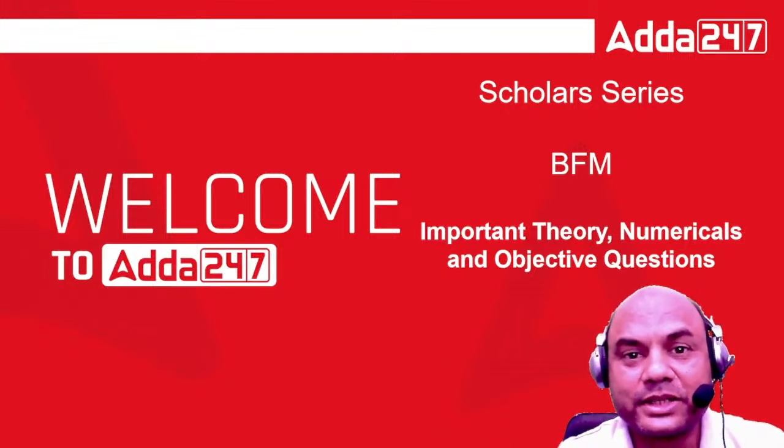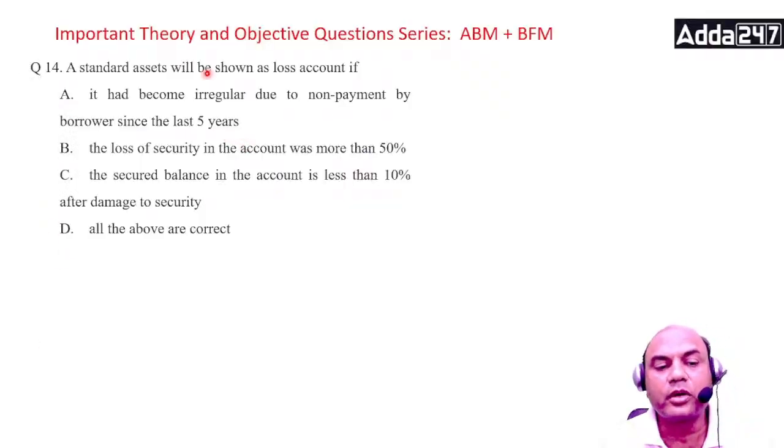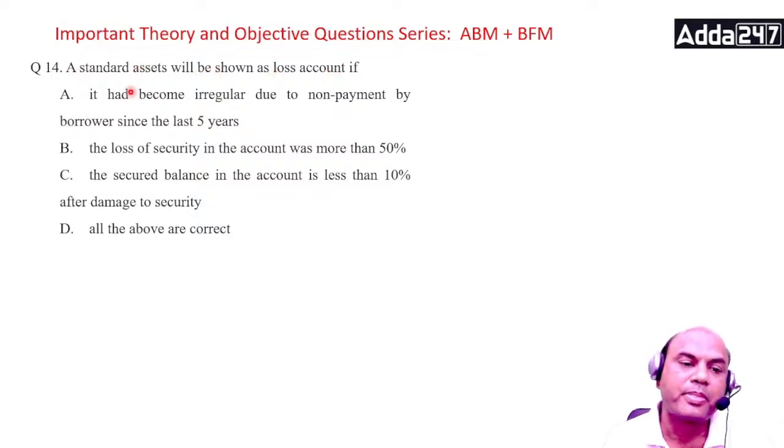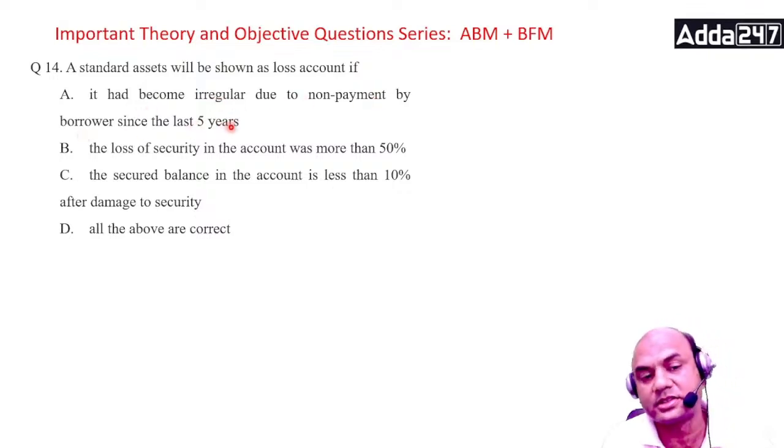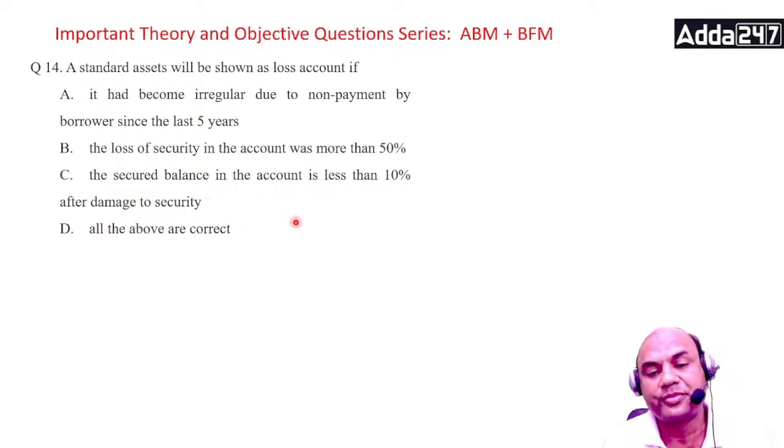Let's start with the Basel norms. First, we'll be covering the objective questions. A standard asset will be shown as a loss asset if it had become irregular due to non-payment by the borrower since the last 5 years; or the loss of security in the account was more than 50%; or the secured balance in the account is less than 10% after damage of the security; or all of the above are correct.